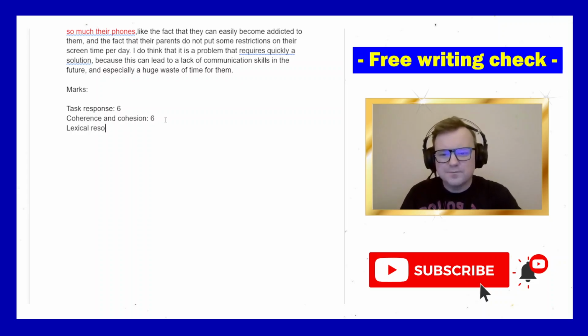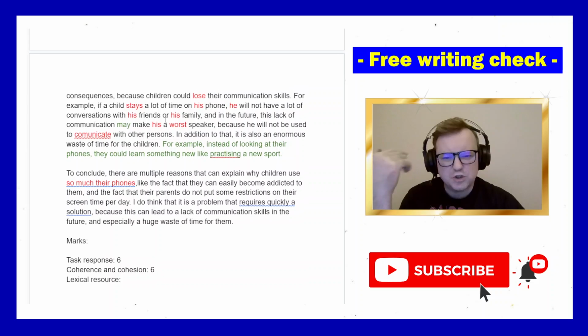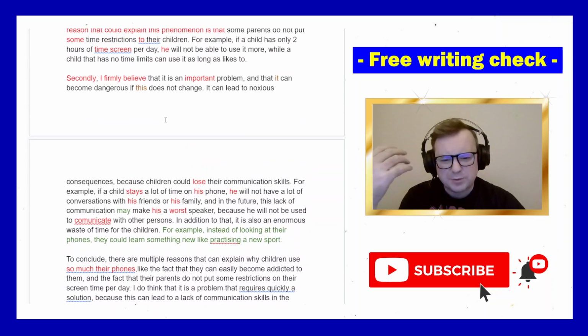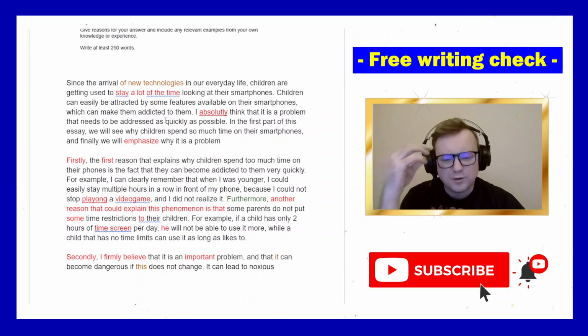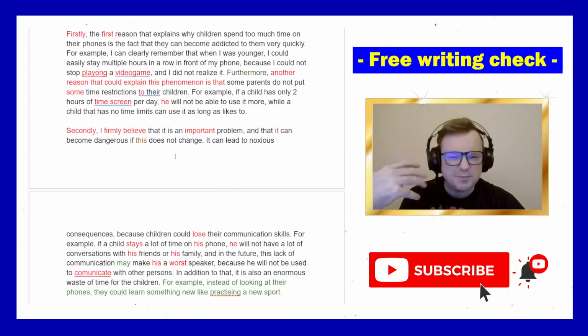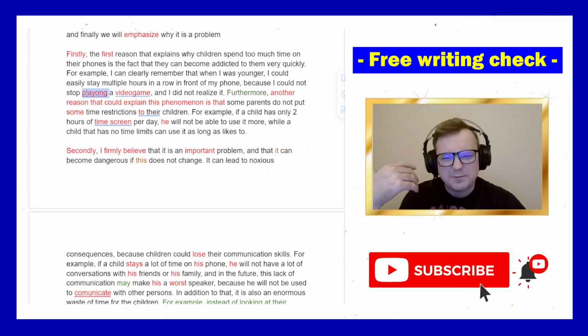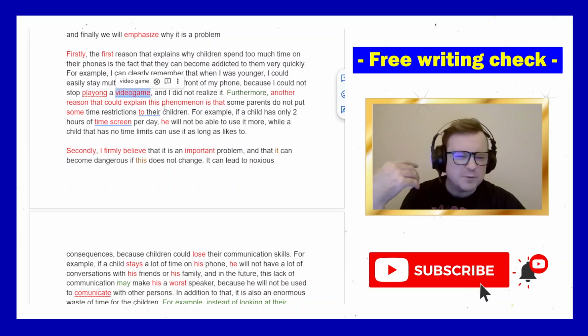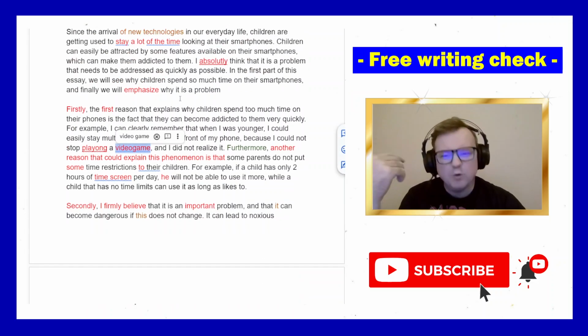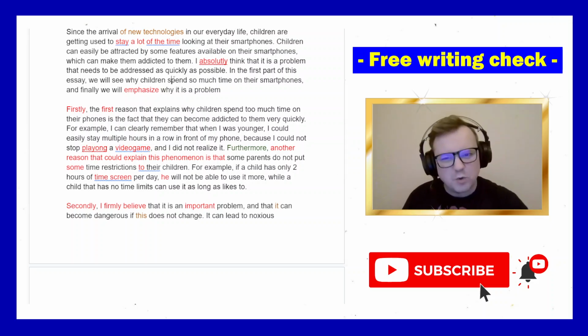Lexical resource. So we get some. I don't think we can award the 7 just because we have so many strange collocations, right? Especially with stay a lot of time on your phone. I also don't like the non-academic language like absolutely and I firmly believe in the bodies. So I don't feel like that's really good academic style. And there's some things like spelling mistakes, typos like play on and video game as one word. Not a big deal. But all of these things come together as evidence to say why it's not quite a 7.